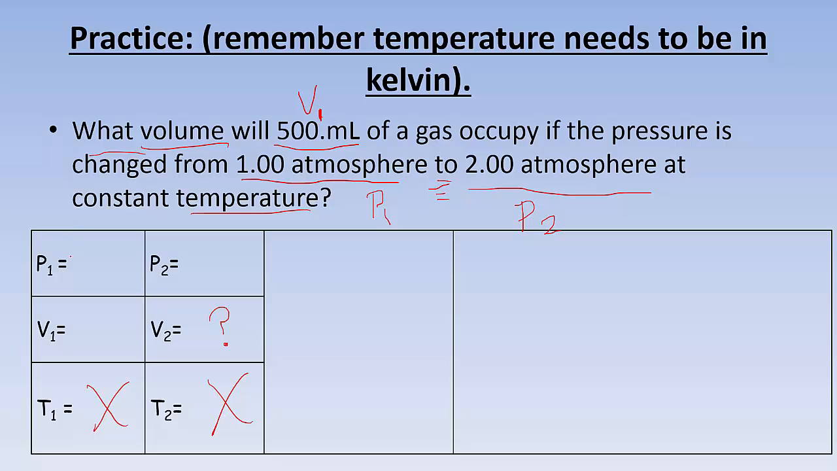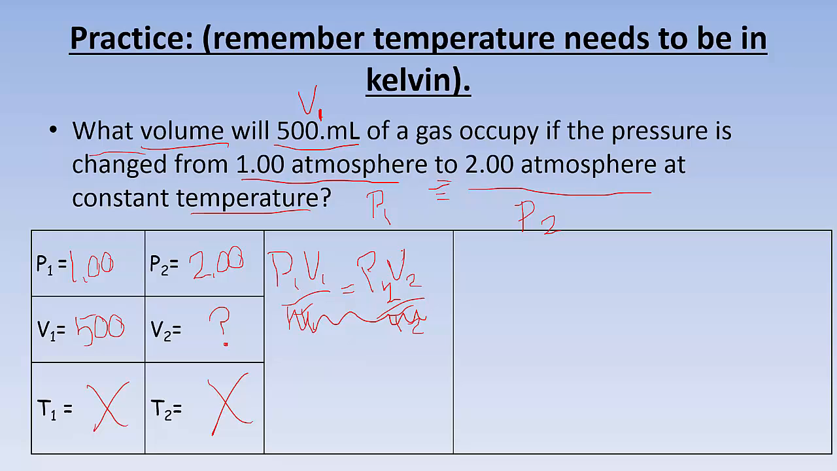All right, so let's just fill in our chart. We got P1 is 1 atmosphere. We got P2 is 2 atmospheres. We got V1 is 500 milliliters. So now let's see what happens to our equation. The temperature cancels out. And what are we trying to solve for? We're trying to solve for V2. So let's get V2 by itself. We got to divide each side by P2. We're left with P1 V1 over P2 equals V2.